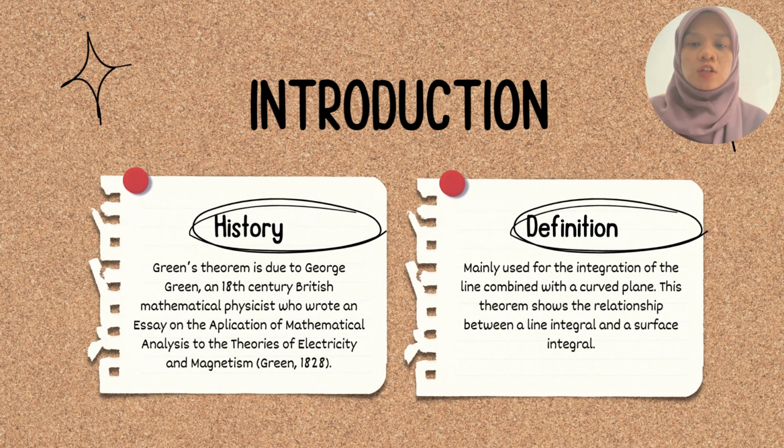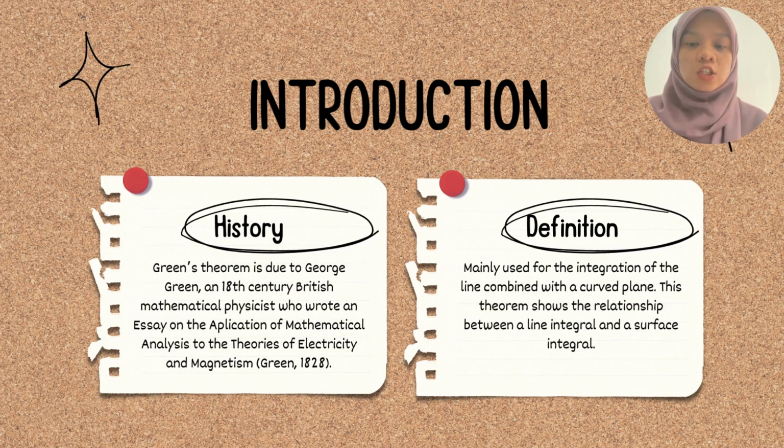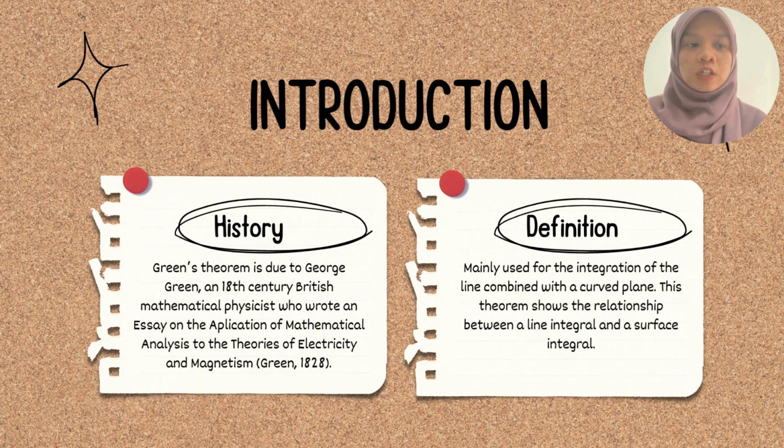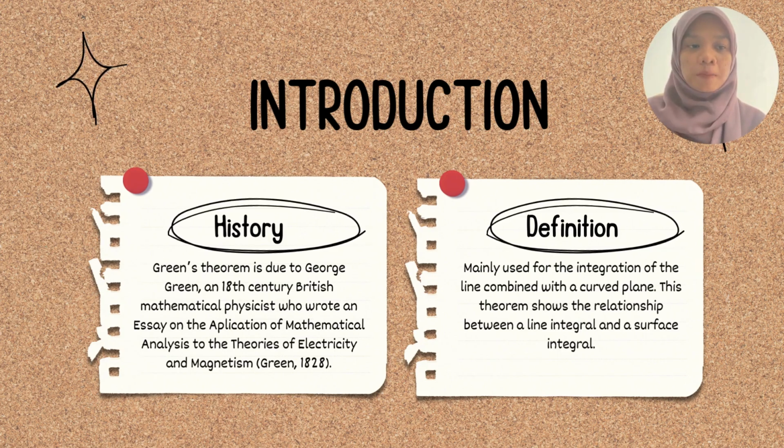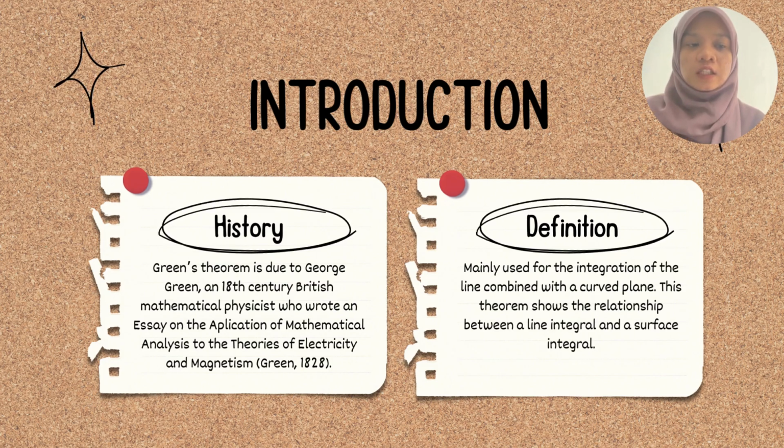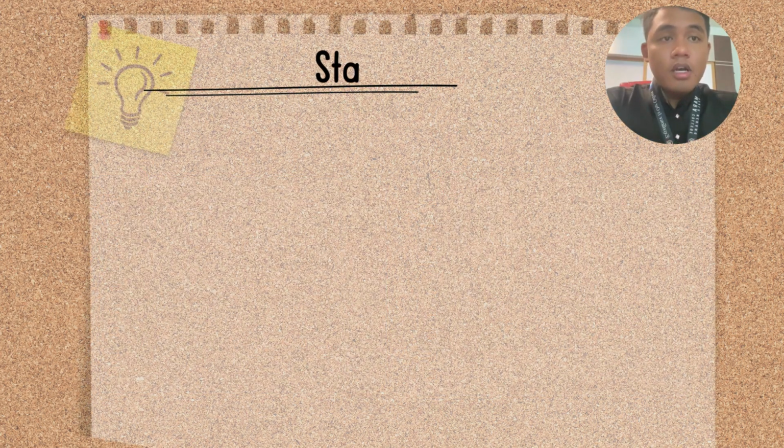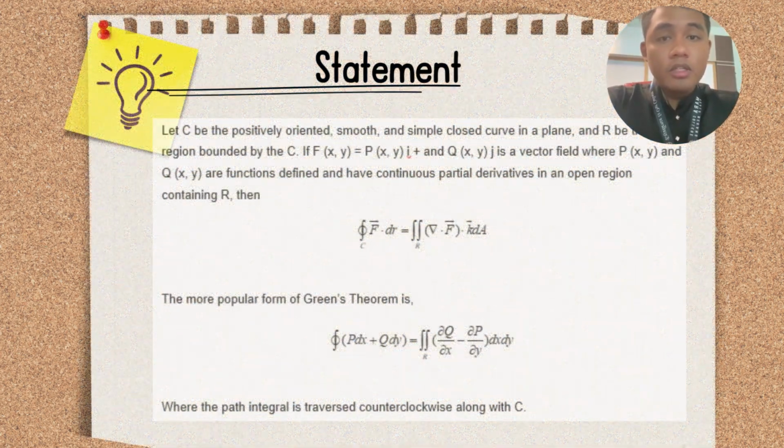Next, I'm going to explain about the definition of Green's theorem. Green's theorem is mainly used for the integration of the line combined with a curved plane. This theorem shows the relationship between a line integral and a surface integral. Alright, next we're going to the statement of Green's theorem.